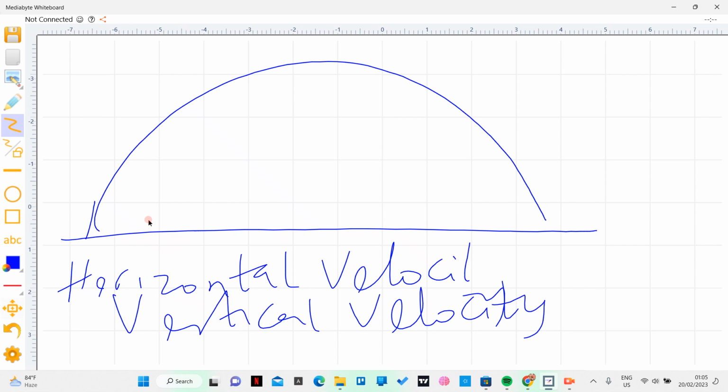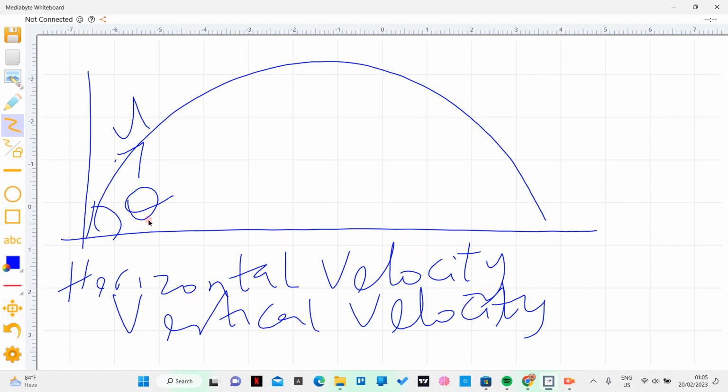Now, the velocity with which you are throwing the ball is inclined at an angle, so it will have two components. So far the angle is less than 90, it will have two components. The first component is the horizontal velocity. Now let's say this is the angle theta, and you're throwing the ball up with a particular velocity u. You can resolve this velocity into two components because it's inclined at an angle.